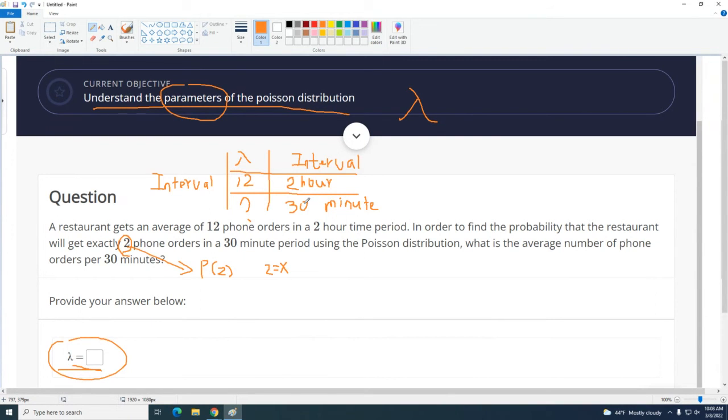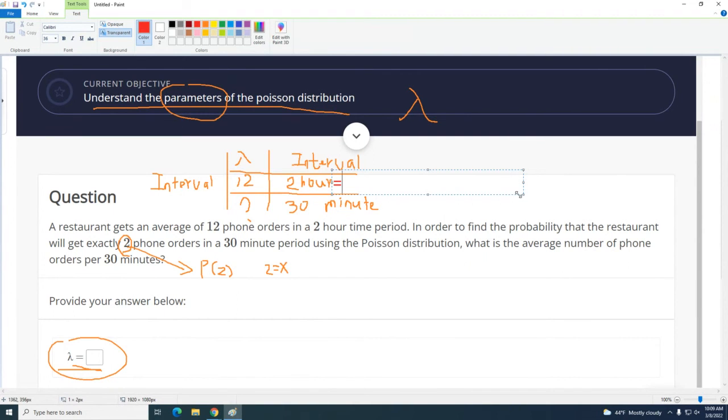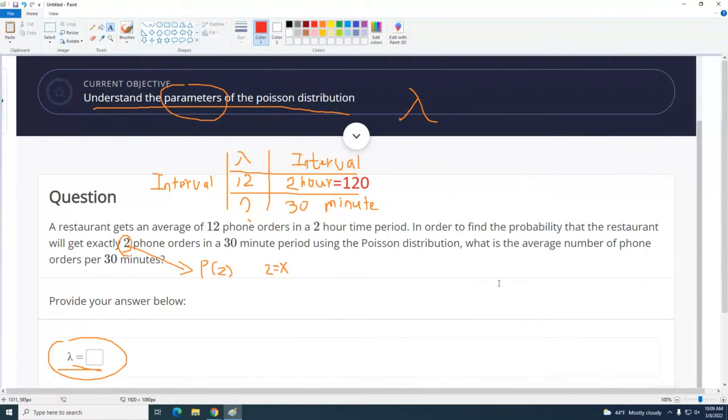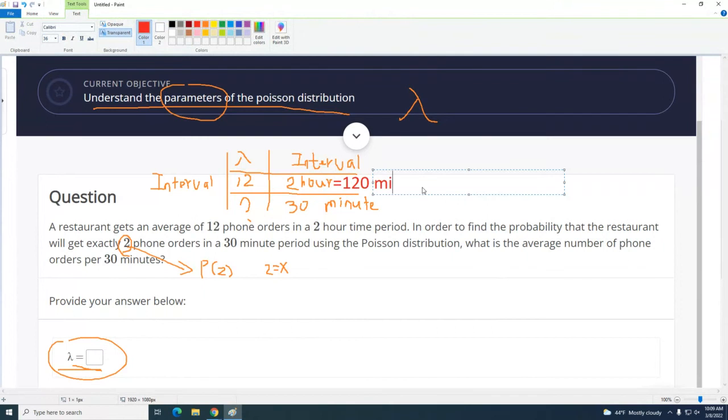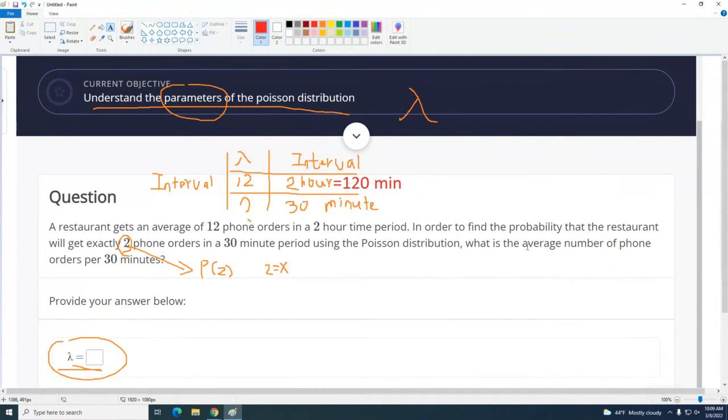Okay, so let's scale things down. 2 hours, 30 minutes. If you have 2 hours, how many minutes is that? 120. So you multiply by 60, 2 times 60 is 120. So 120 minutes, 12 phone calls. 30 minutes, how many phone calls? Definitely should be less, right? And that's the average. That's the lambda.